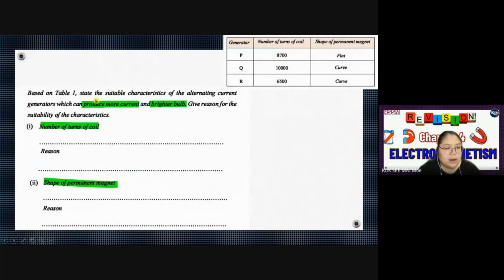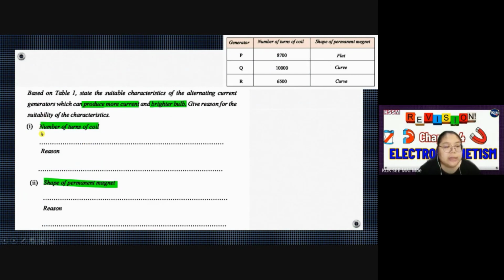Okay, they say about which one is suitable. The alternating generator, they can produce more current. I want more current. Number 2, the bulb must be brighter. Okay, so this question is normally in section A, the last question. Before going to essay, you see some parts let you answer the reason. They are almost the same as the essay. Essay just never provides the space. This one provides the space.